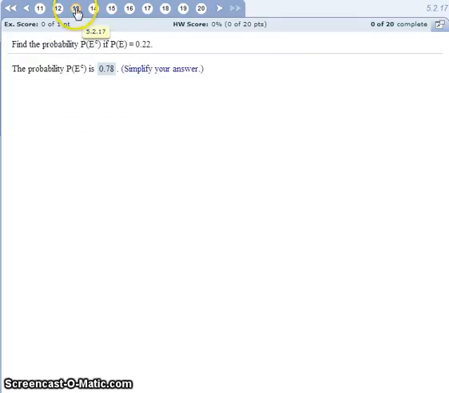For number 13, we're trying to find the probability of E's complement. And we know the probability of E is 0.22. And this is easiest to explain if you think of event E as the chances that it'll rain tomorrow. If the chances that it'll rain tomorrow are 22%, then the chances that it's not going to rain are 78%. So an event and its complement should always add up to 100%, their probability should. So since event E has a probability of 0.22, the probability of the complement needs to be 0.78.